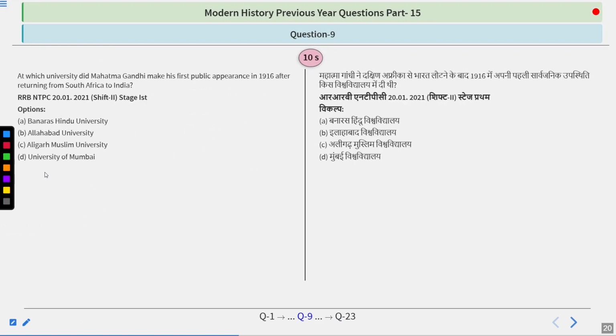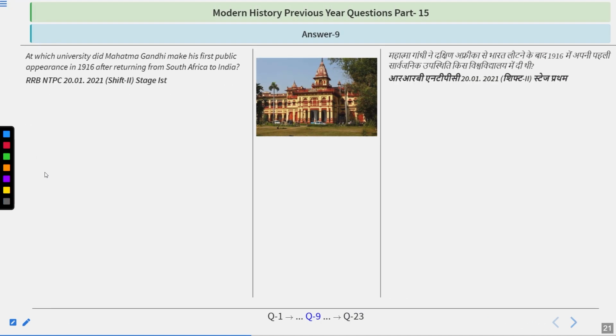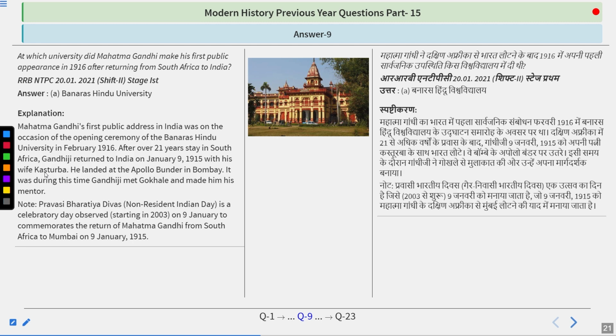At which university did Mahatma Gandhi make his first public appearance in 1916 after returning from South Africa to India? Very important question this is. And options are Banaras Hindu University, Allahabad University, Aligarh Muslim University, or University of Mumbai. Take your time. And I guess the answer is simple. Answer is Banaras Hindu University.